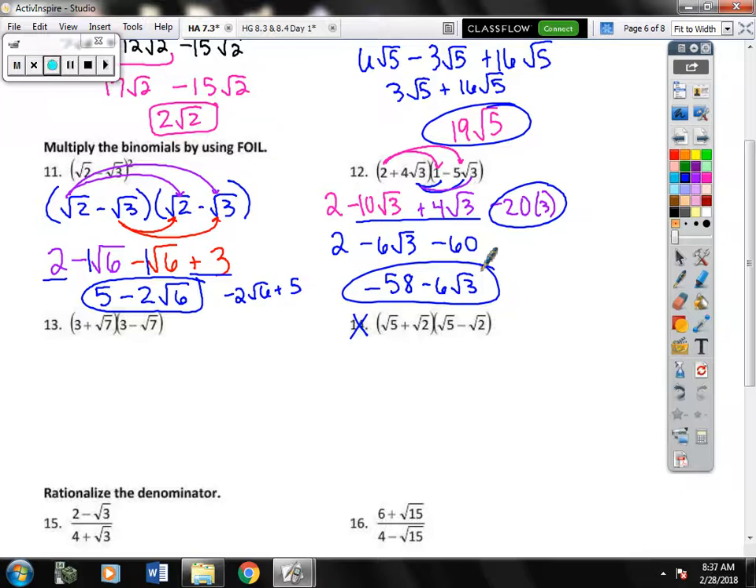All right, we're actually probably going to skip over 13 as well. Does anyone remember what these are called? When you have one positive and one negative, it starts with a C. C-O-N. C-O-N-J. Conjugates. So these were conjugates.